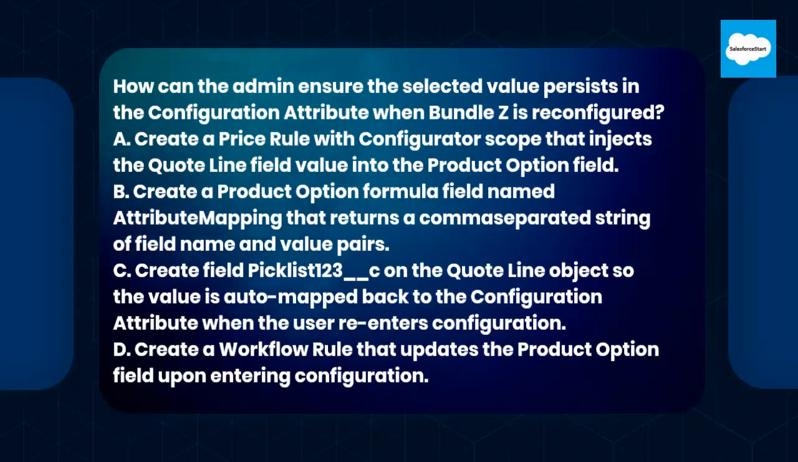How can the admin ensure the selected value persists in the configuration attribute when BundleZ is reconfigured? A. Create a price rule with configurator scope that injects the quote line field value into the product option field. B. Create a product option formula field name attribute mapping that returns the comma-separated string of field name and value pairs. C. Create field picklist123_C on the quote line object so the value is auto-mapped back to the configuration attribute when the user re-enters configuration. D. Create a workflow rule that updates the product option field upon entering configuration.